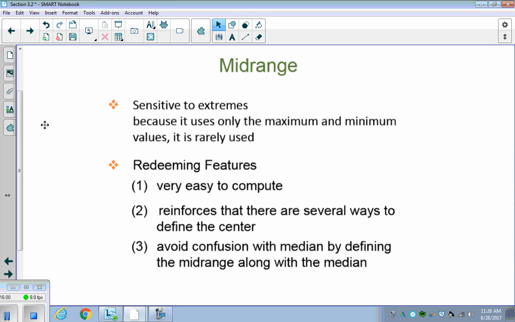As we saw, it's sensitive to extremes. I gave you that demonstration. What's nice about it is, man, you can compute that really fast. And it is another way of measuring center. Okay?